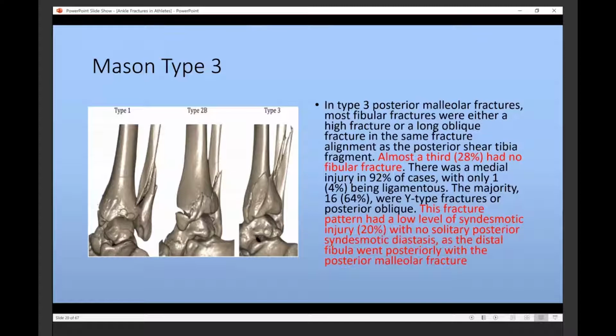So if you're seeing these fractures, and you get the fracture late at night, you get the CT scan, pieces all over the place. And then the first question is, how am I going to approach them?